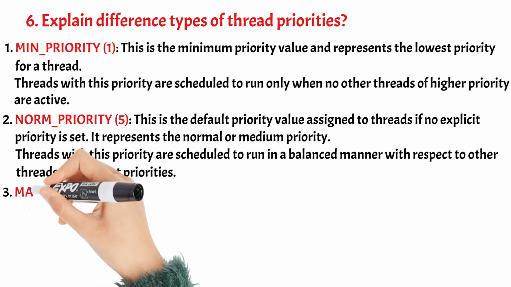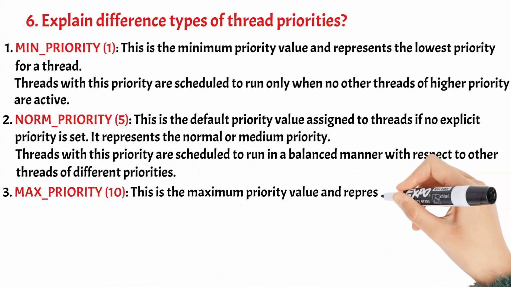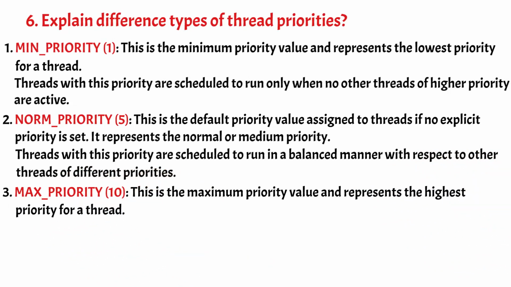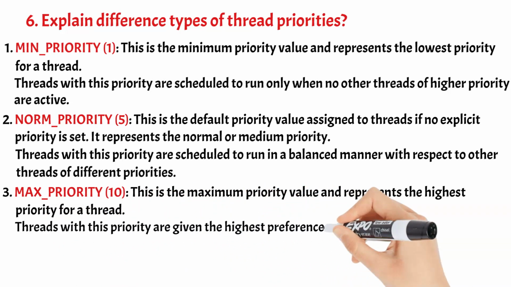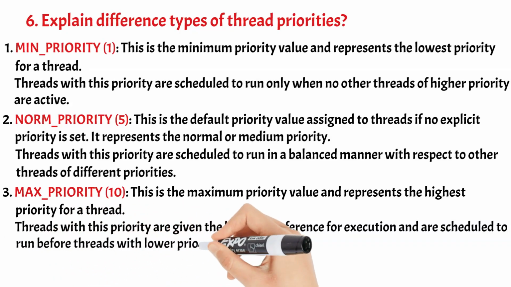3. MAX_PRIORITY, 10. This is the maximum priority value and represents the highest priority for a thread. Threads with this priority are given the highest preference for execution and are scheduled to run before threads with lower priorities.